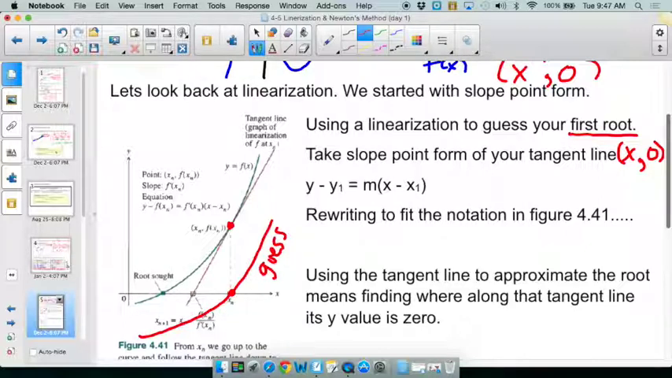Okay, so my guess is going to be x sub n. And so the function value is going to be f of x sub n. And that's going to be my guess. I'm going to guess it's a root. So if I'm going to guess it's a root, then I'm assuming its y value is what? 0. Exactly.